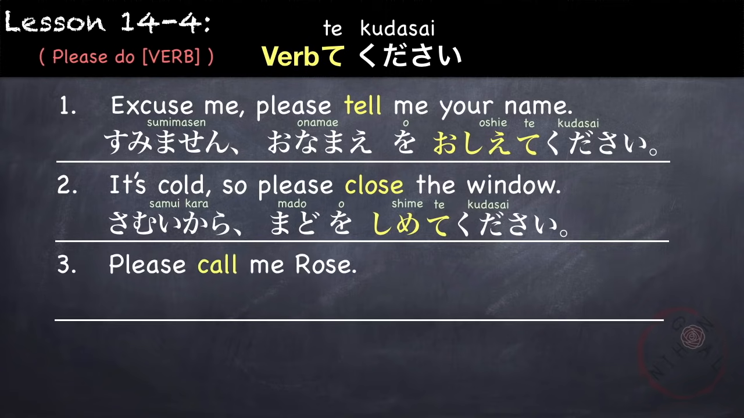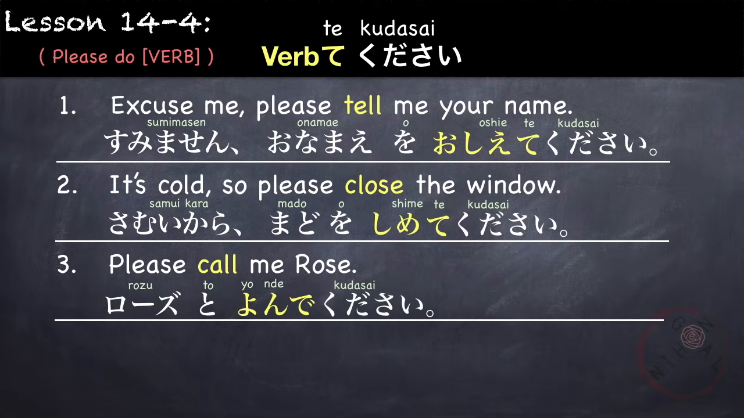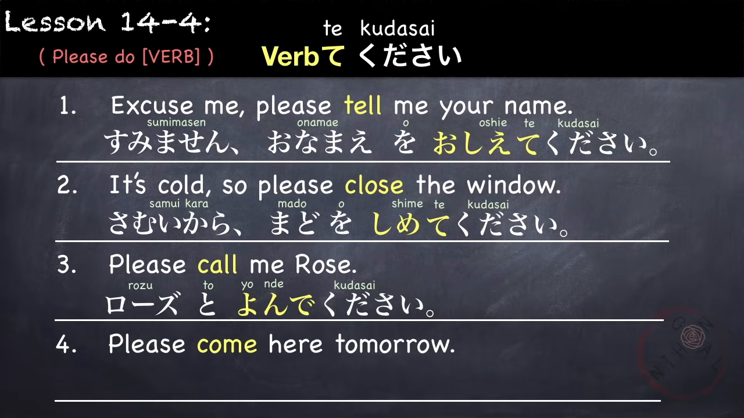Please call me Rose. ローズと呼びます or よ. We remove びます and replace that with んで. ローズと呼んでください. So this is a useful phrase when you want to tell someone to call you by a certain name. ローズと呼んでください.